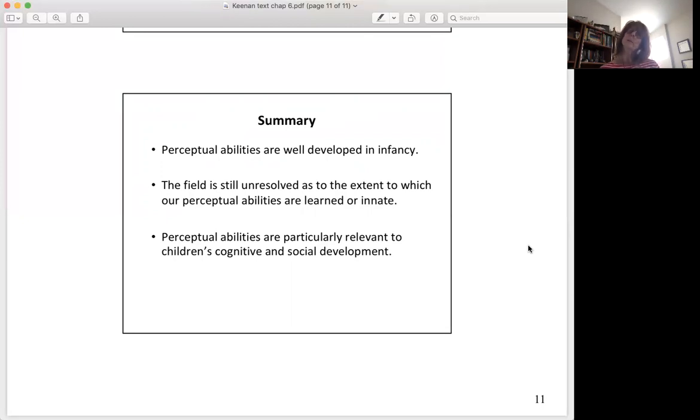The takeaway really is to think about this chapter in the perspective of the relevance to a child's cognitive and social development as they explore the world, as they understand the world. How can they grow in experience and take in that information? And what are the consequences for those children who do not have all of those abilities?